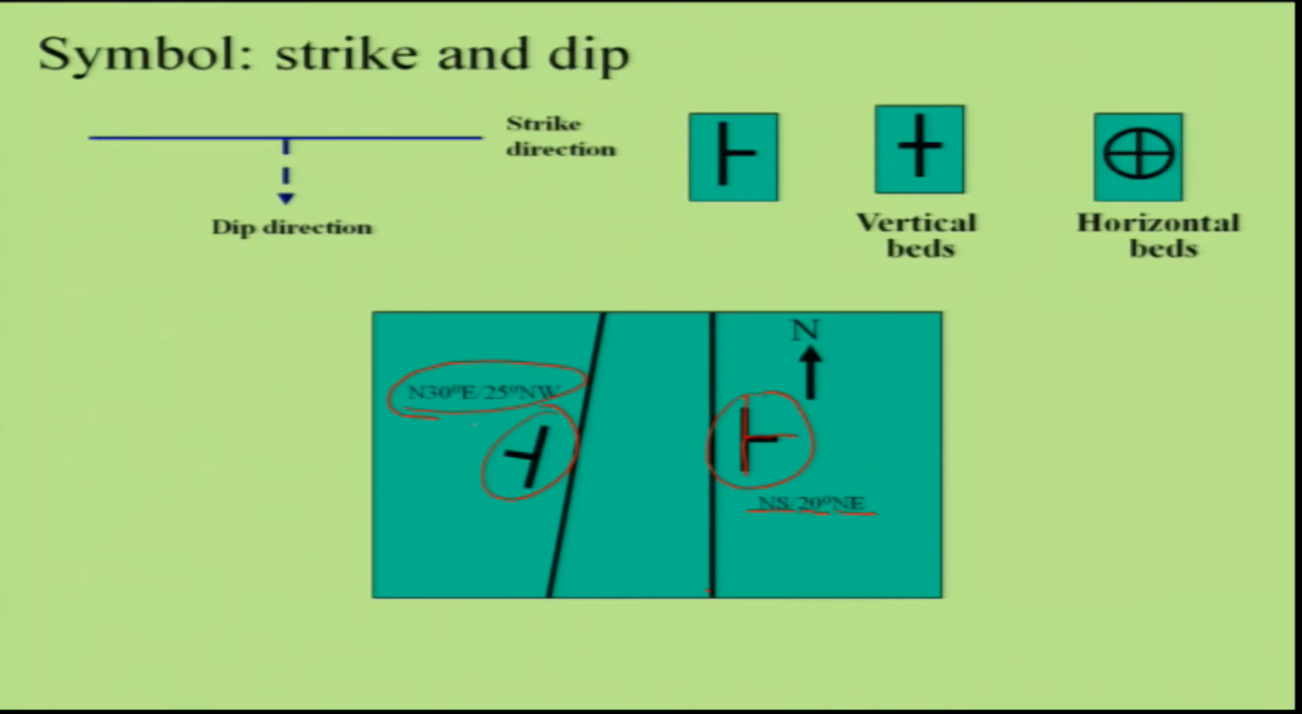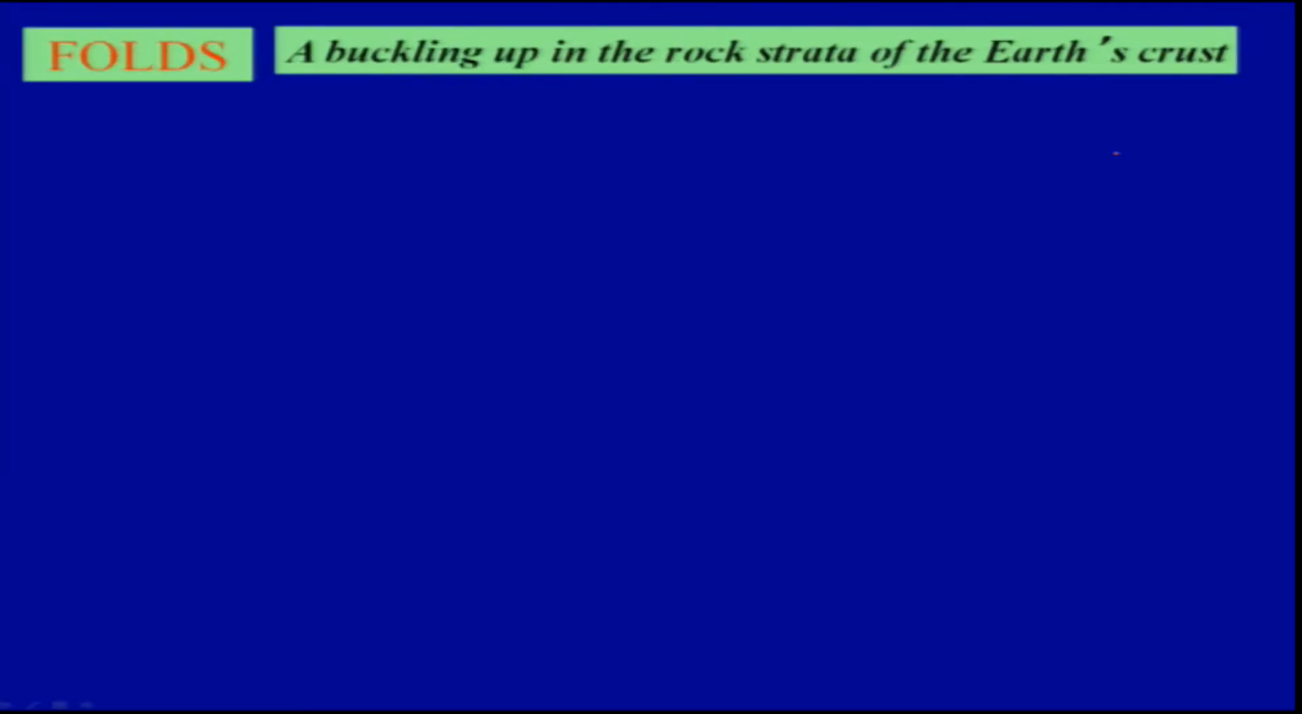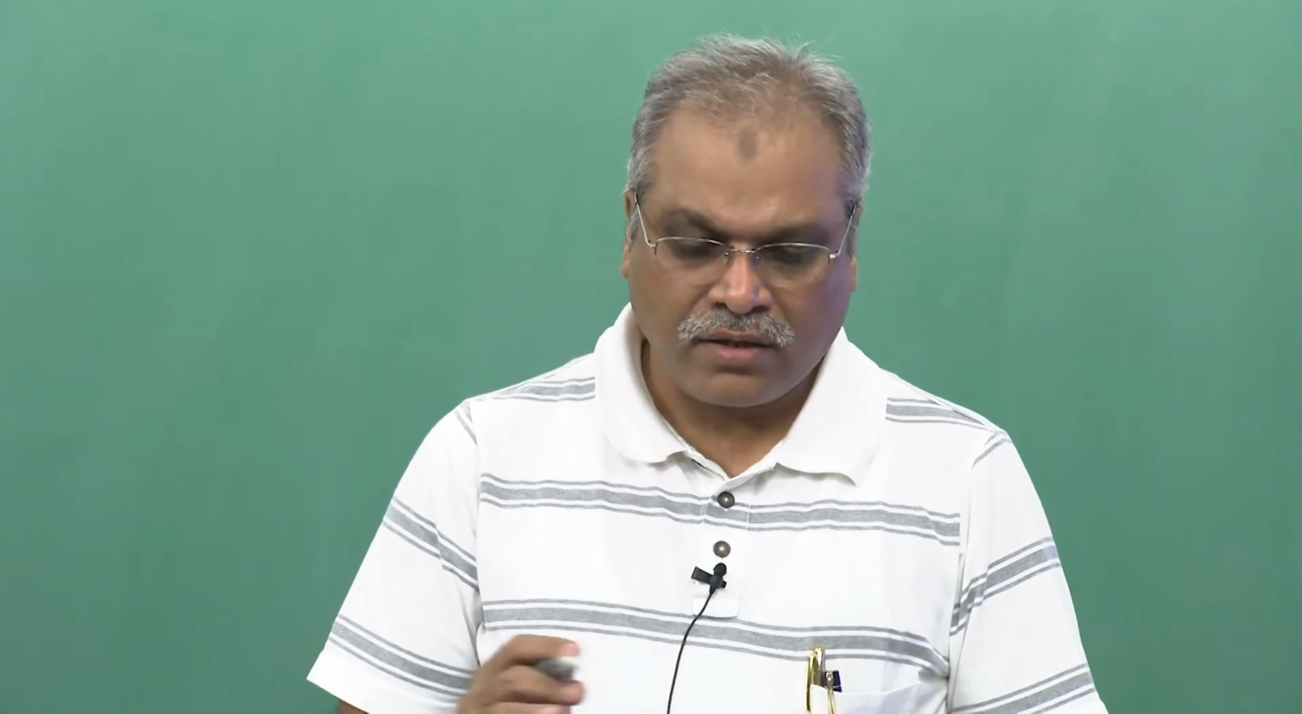And then the symbols for vertical beds and horizontal beds have been given here. So we'll move to the next part of this topic, which we call folds. We'll look at the different types of folds and the different parts of folds mainly, and how we classify the folds, because in nature, most of the crust is folded if it is under deformation.